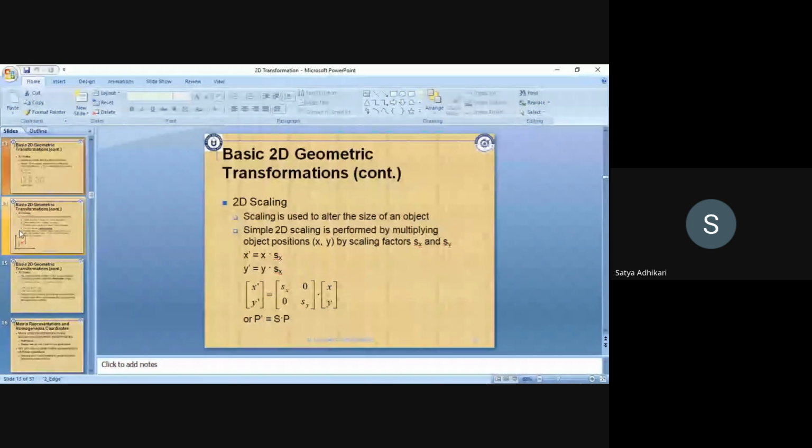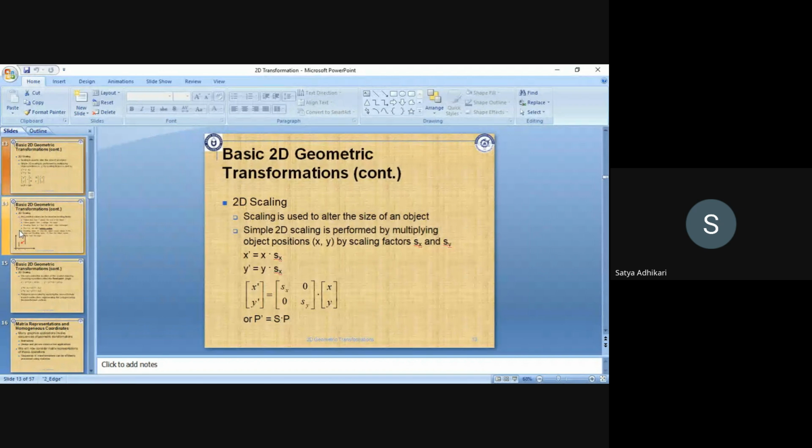If you multiply the two, you see Sx into x, 0 into y. Please recall the matrix multiplication formula: you go row-wise in the first matrix and column-wise in the second matrix. That is, x dash equals Sx into x plus 0 into y, which means 0. That is x dash equal to x into Sx. Similarly, in place of y, 0 into x, Sy into y. That means y dash is equal to y into Sy.